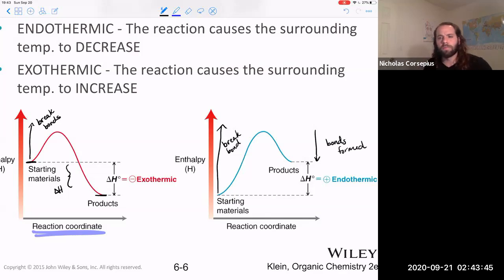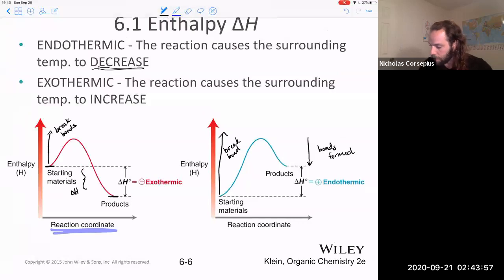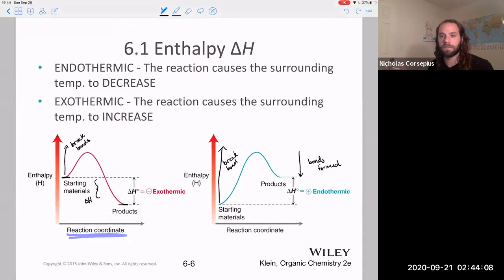Right, so the bonds that were broken were stronger than the bonds that were formed. This is what's called an endothermic reaction. If you're holding a beaker and an endothermic reaction happens, you will feel the surrounding temperature decrease, okay? That just means the reaction was absorbing more heat than it was putting out. And yeah, endothermic is positive delta H, exothermic is negative delta H.